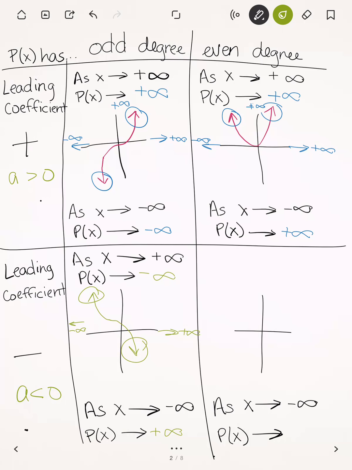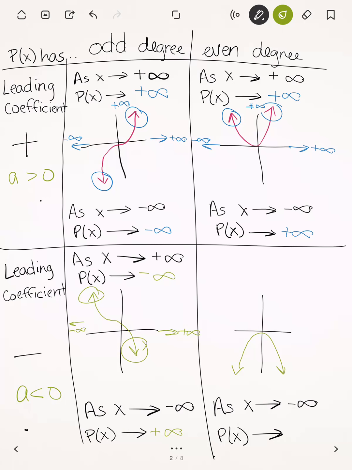Now, if my function is an even degree, but the leading coefficient is negative, again, even degrees, my endpoints go in the same direction. Well, if it's positive, it went up. That means if it's negative, it reflects and goes down.